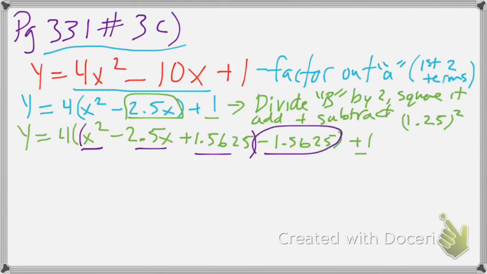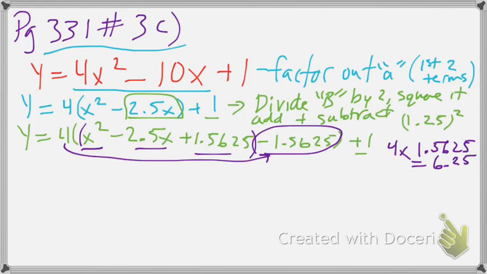That means this 1.5625 has come out of the brackets, which means we need to multiply it by 4. When I multiply, I'm pretty sure it's 6.25, but I'm going to do it on my calculator. Yeah, we get 6.25. So 4 multiplied by 1.5625 equals 6.25. And of course this is negative, because it's negative 1.5625.